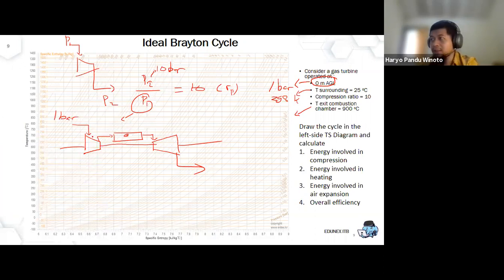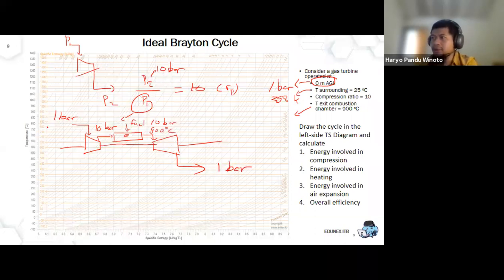Okay, here is 1 bar, and then outside of the compressor is 10 bar. And then outside the burning chamber, we put a little bit of fuel. Here it is still 10 bar, but the temperature is 900 degrees centigrade. Then here we will have another 1 bar. That's all.